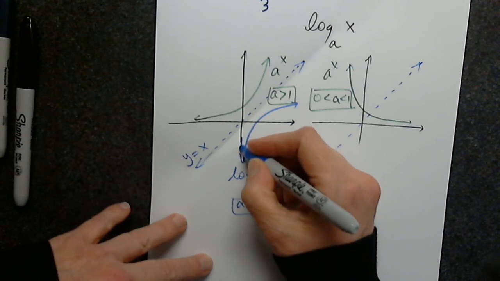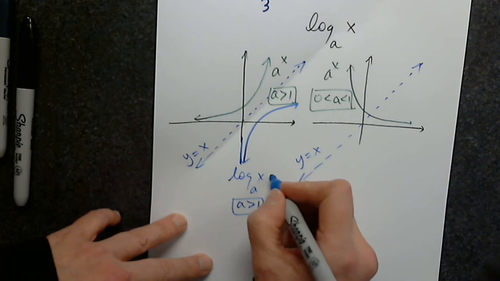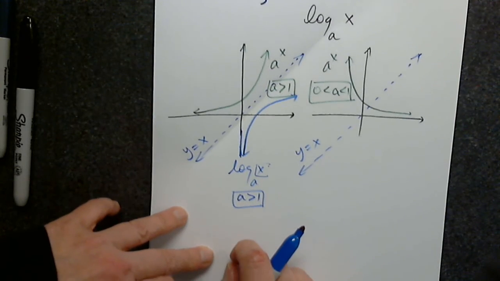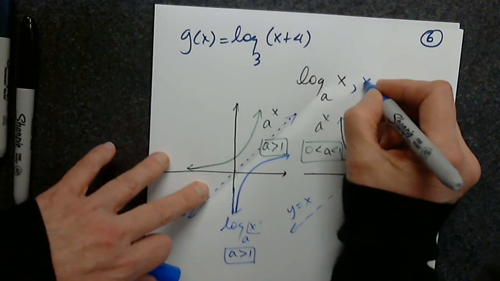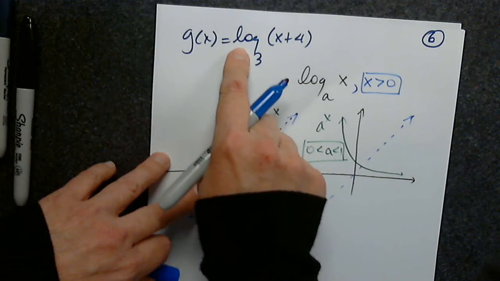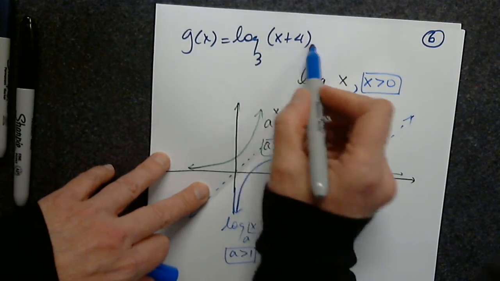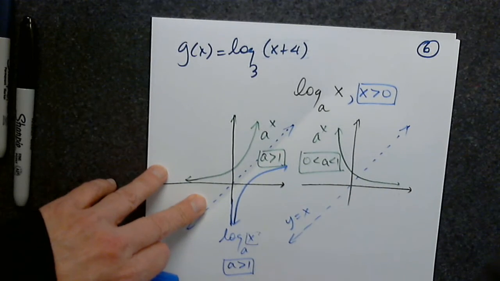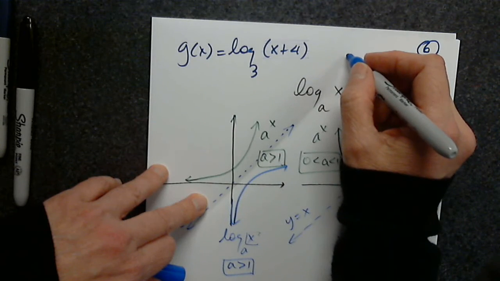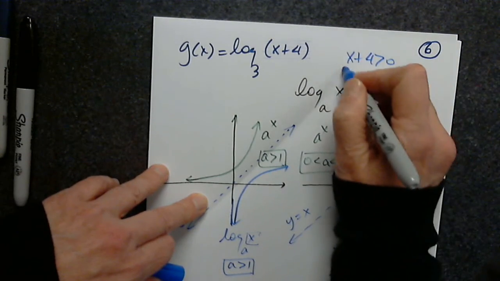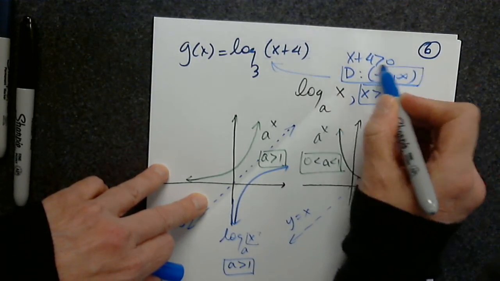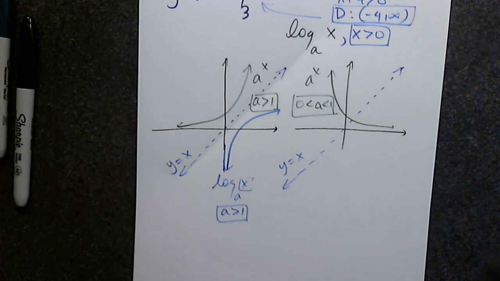As you see, this is a vertical asymptote. So this function has domain 0 to infinity and not 0. So x must be greater than 0 for the domain of this. But now log base 3 is not applied to x, it is applied to this. Therefore, what do I have to write? x plus 4 greater than 0. That's it. So the domain of this function will be negative 4 to infinity. I didn't finish the graphs here.